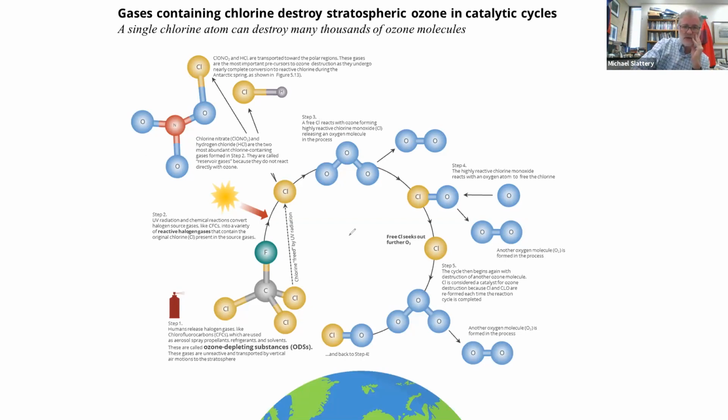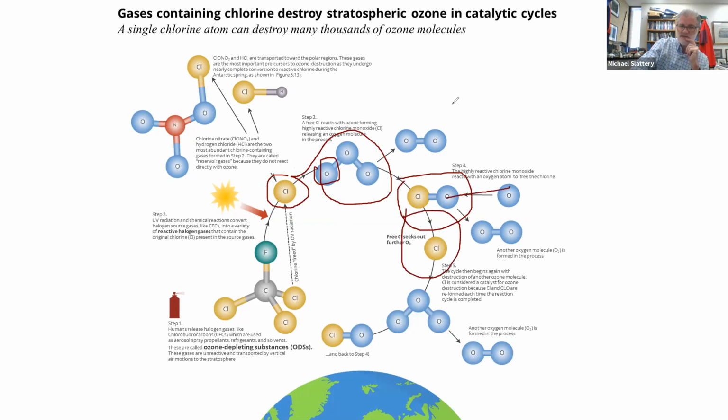The chlorine cycle can kick in at this stage, right? Some of this chlorine is freed and can destroy an ozone, right? So it steals an oxygen. It becomes this chlorine monoxide. Another oxygen steals that one and frees up the chlorine.